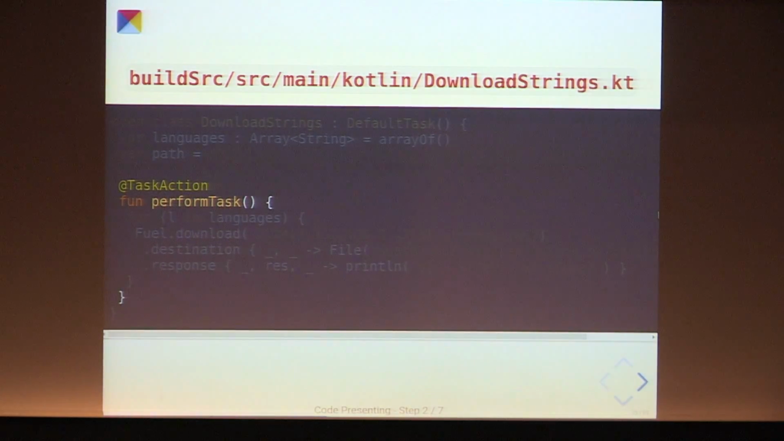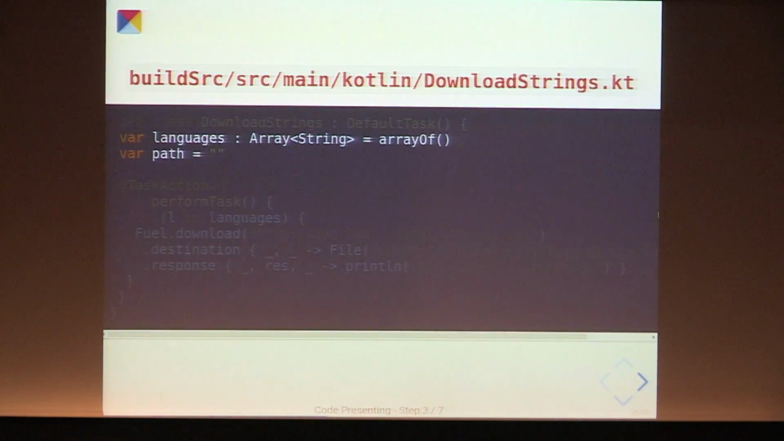And whenever you want to make a task, you have to have at least one method that has the task action annotation. If you want, you can have more than one, but there is no predetermined order in which they would be executed. So if you have different subtasks that need to be run in a specific order, just call them from a single task action method. This method needs to be void and have no parameter.